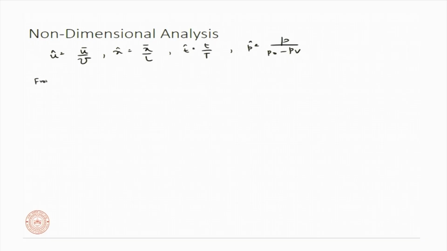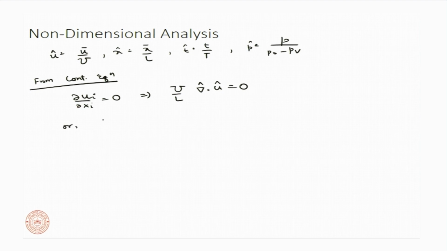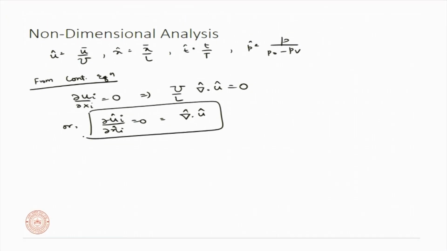Okay. From our continuity equation, del u i by del x i equals 0, which implies that capital U over capital L of del cap dot u cap is equal to 0, or del u cap i by del x i cap is equal to 0, that is del cap dot u cap equals 0. So, straightforward, right. Now, from the NS equation, this is where it becomes interesting.